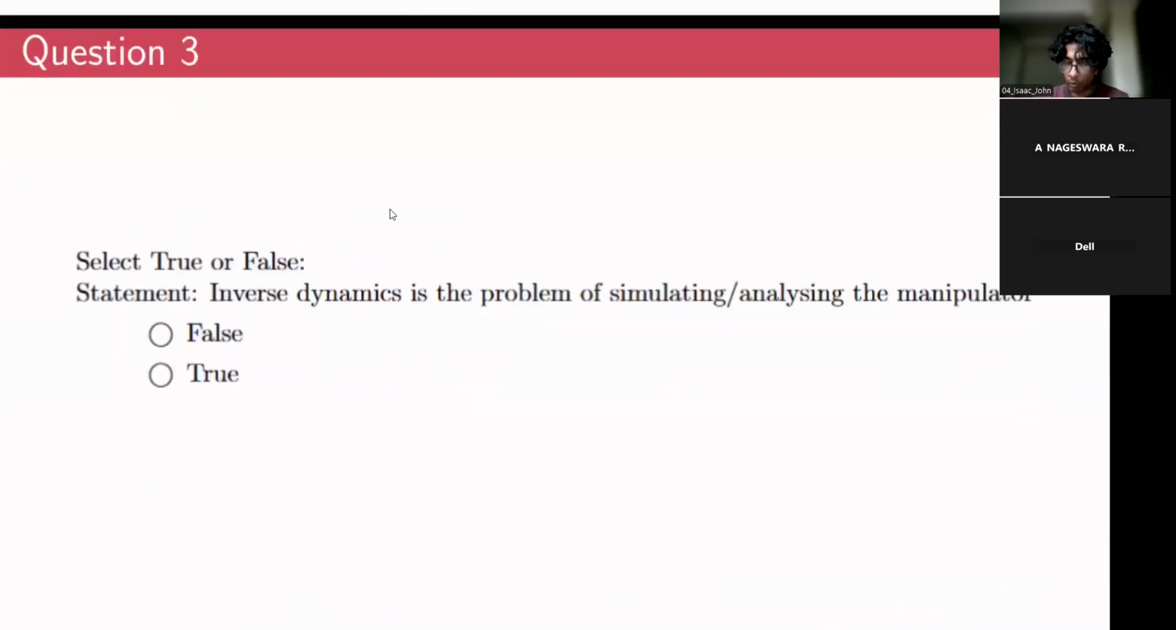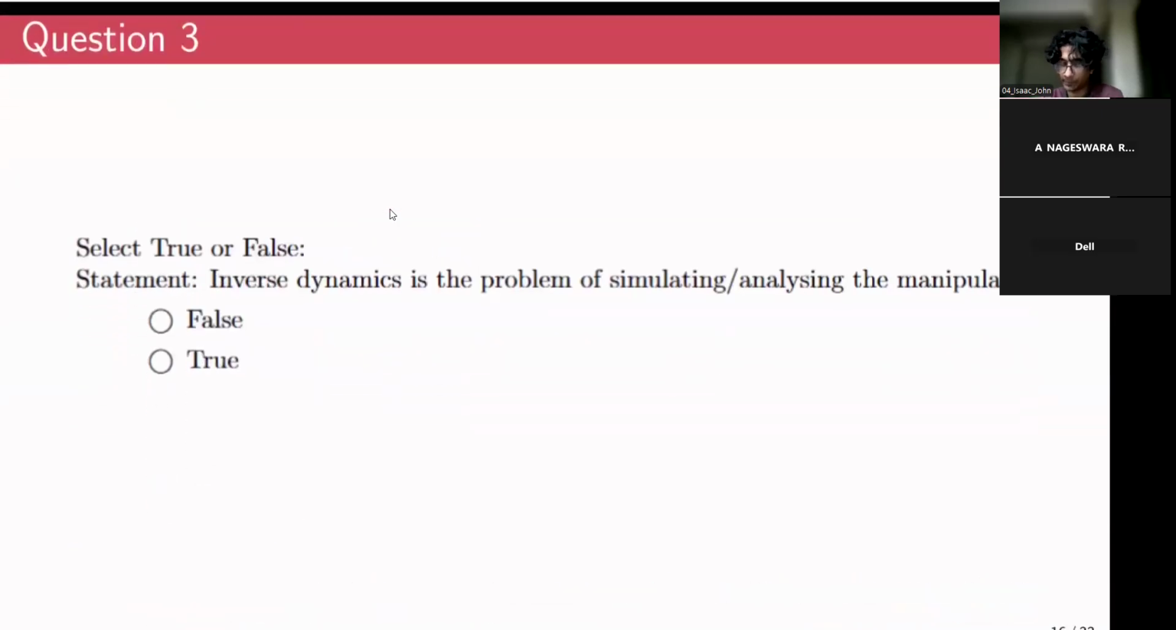Now we'll move on to question 3. It is a true or false question. Inverse dynamics problem is simulating or analyzing the manipulator. Is it true or false?